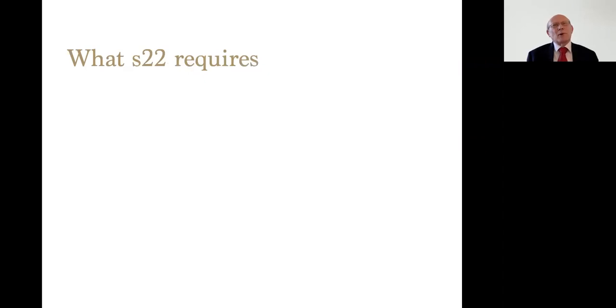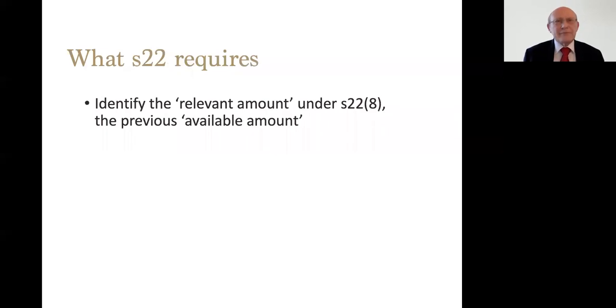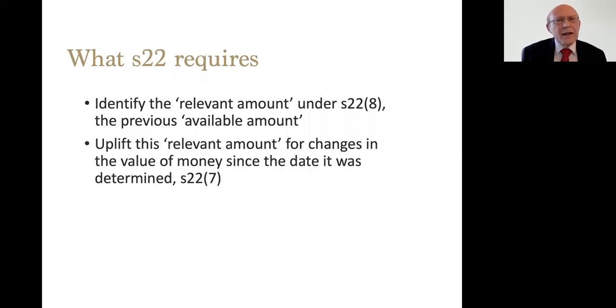So let's boil that all down and look at what section 22 actually requires us to do. The first thing I suggest we do is identify the relevant amount under subsection 8, which is the previous available amount. Then we uplift that relevant amount for changes in the value of money since the date it was determined, because we're going to compare that figure with another. We're going to ask ourselves whether this figure exceeds another figure, and so subsection 7 kicks in and requires us to take account of changes in the value of money.